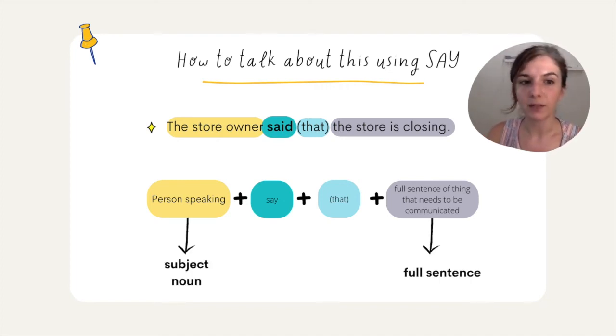Grammatically, the yellow would be the subject or the noun. We have the verb, which is say. We have that, and then we have a full sentence, a full clause, which is technically functioning as a noun here, but you don't have to worry about that.